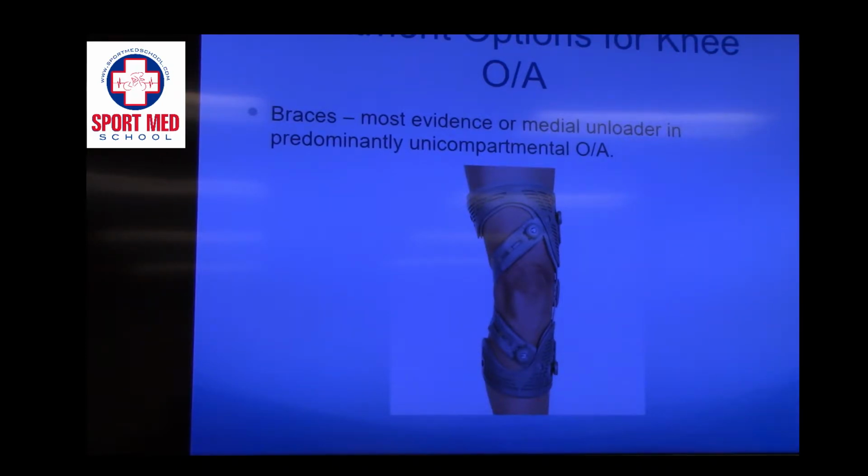Other things that can be helpful are braces. There are different types of braces, but the one that there's the most evidence for is a medial unloader brace. That's predominantly when you have unicompartmental, so medial joint osteoarthritis.